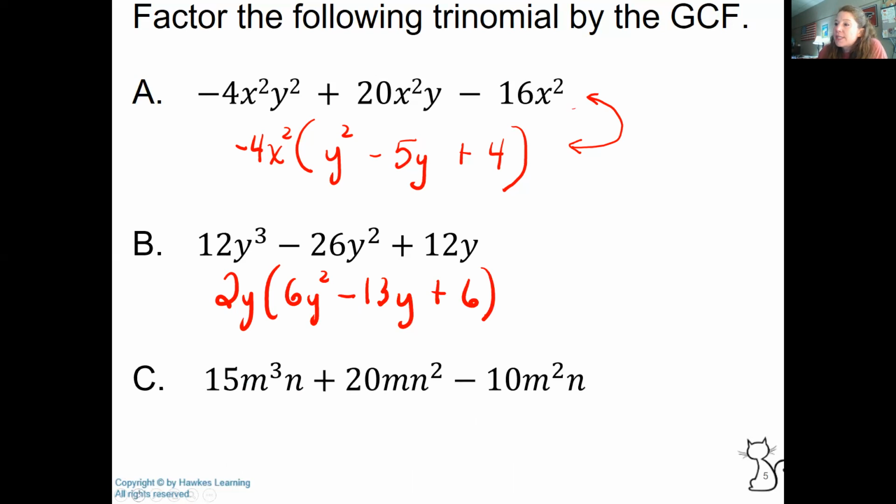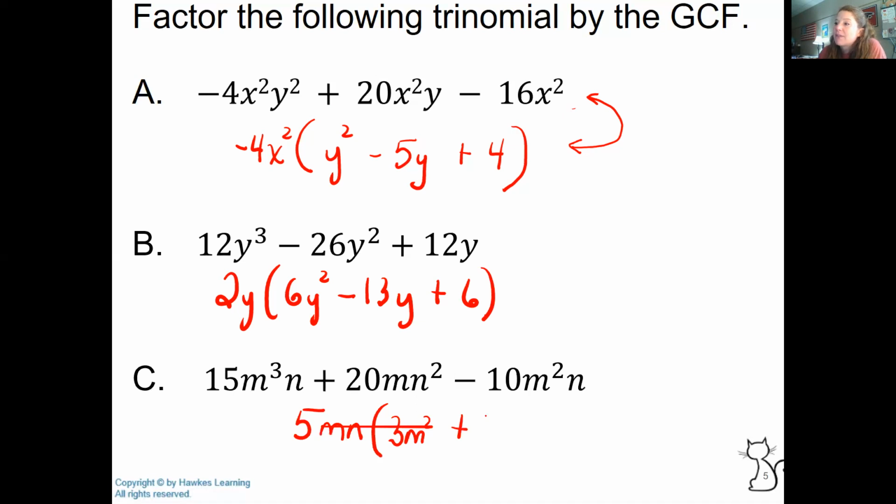All right, so 10 is my smallest number. 10 can't go into 15, but 5 can go into all 3 numbers. So 5, and then I have at least 1 m in all 3 terms, and I have at least 1 n. So 15 divided by 5 is 3. 3 m's, take away 1 m is 2 m's. And I brought out my n, so I'm done with that one.